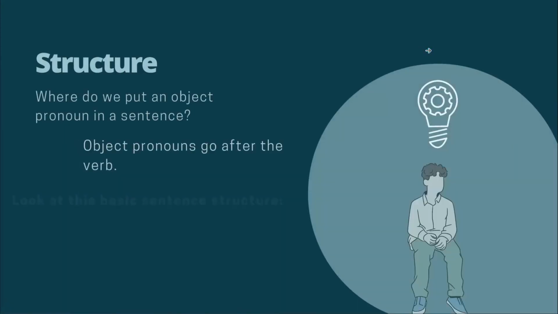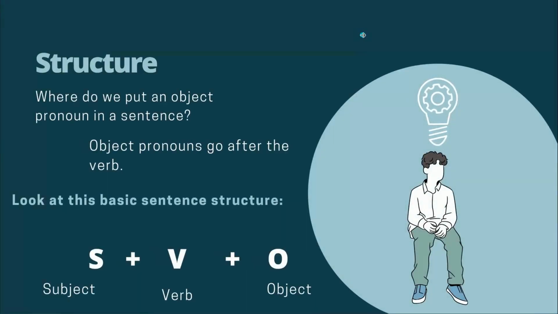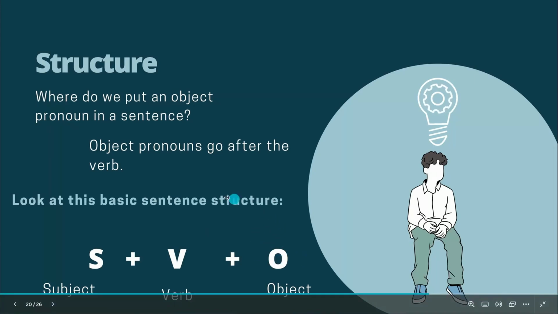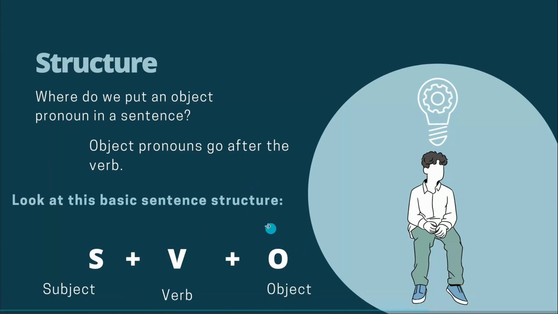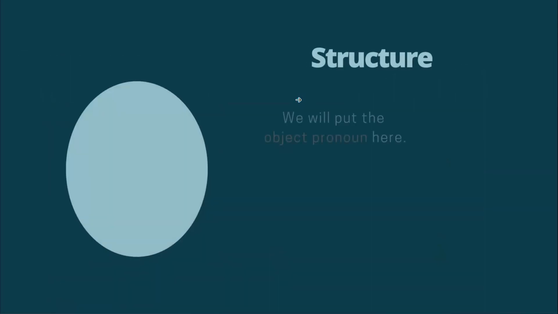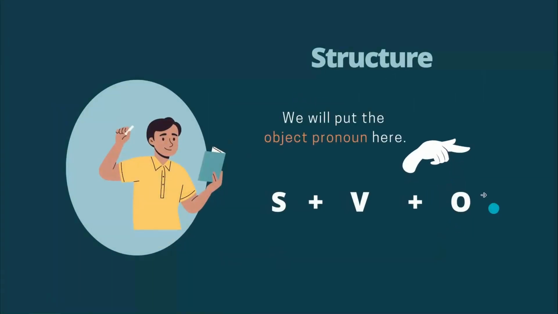So the structure, let's look back to our simple structure. Before, when we were looking at subject pronouns and the SVO structure, we knew that the subject would go at the beginning. However, now we're looking for where the object goes. Where do we put our object pronoun? Well, we put our object pronoun after the verb at the end, where the object goes. Right there.